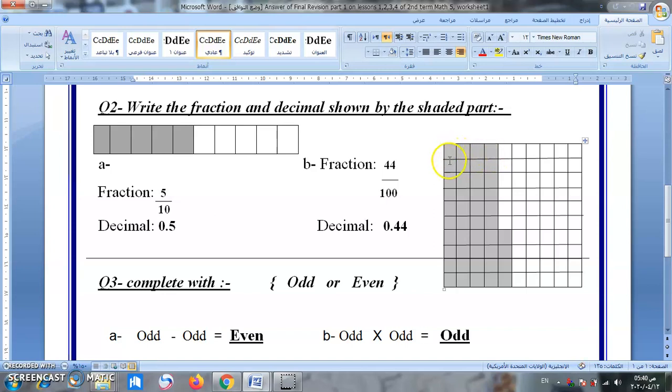Here also, when we count the squares out of 100, we have here 1, 2, 3, 4, and 1, 2, 3, 4, 5, 6, 7, 8, 9, 10. So 4 times 10, 4 ضرب 10 يا شباب, it's 40, and we have an extra 4 squares, so it will be 44/100, because we have 100 squares here. So this is for the fraction, الكسر. But what about the decimal, الرقم العشري? For 100 here, so we'll put 0.44.